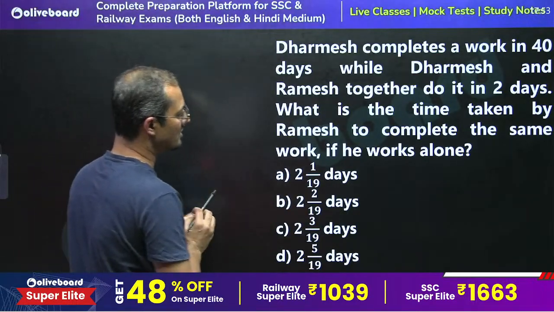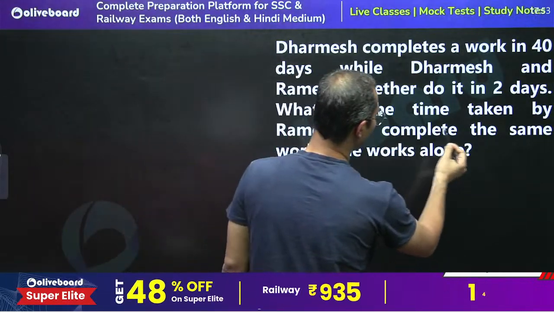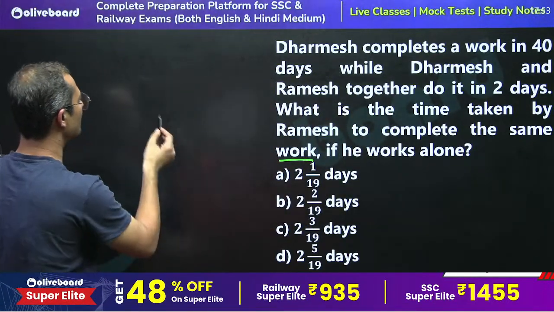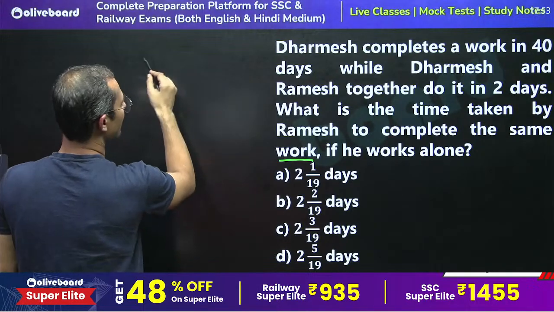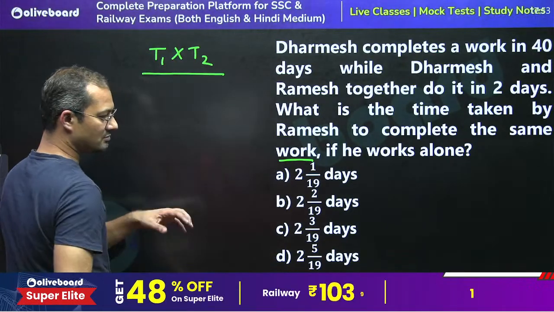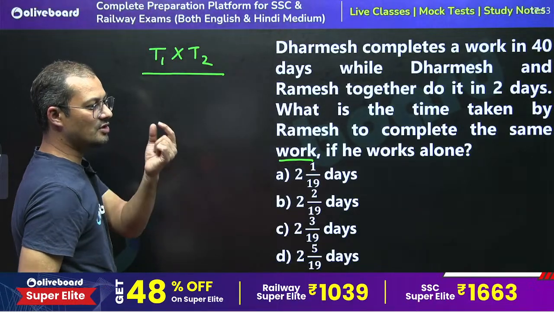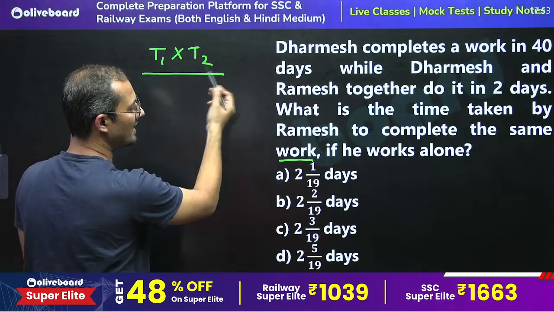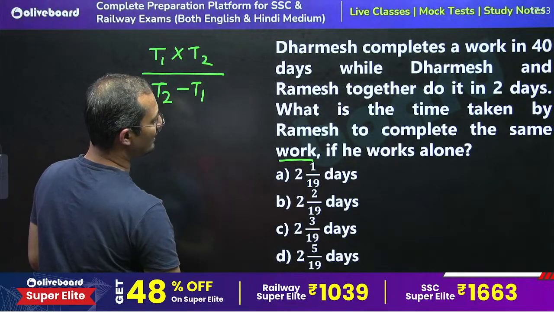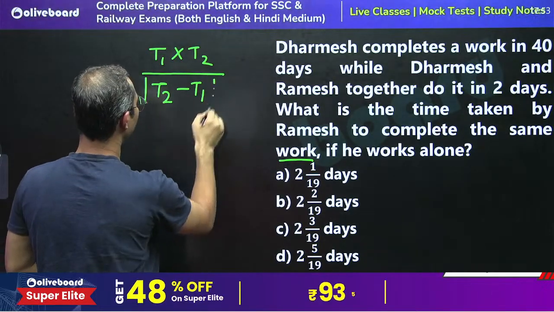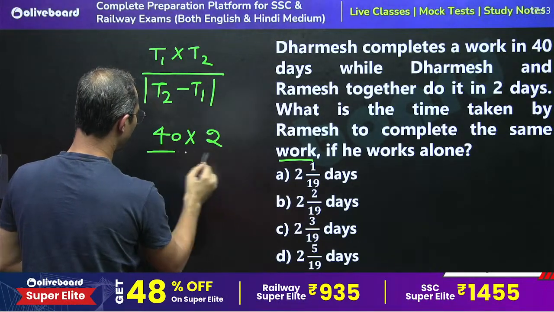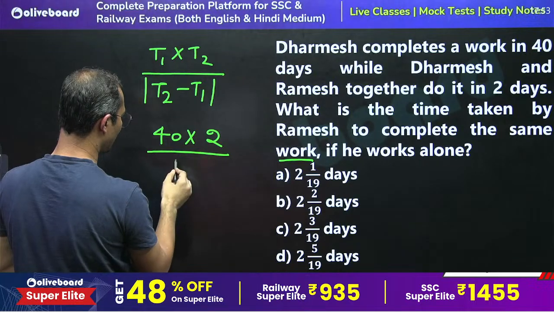Now see, the question is saying Ramesh can complete the same work. So this is a part of a group. What we are going to do is take time 1 into time 2, and when we are getting the work done by a particular part of the group, we take the difference of time, T2 minus T1, or take the mod. So we can say 40 into 2 divided by 40 minus 2, or 2 minus 40, that is 38.